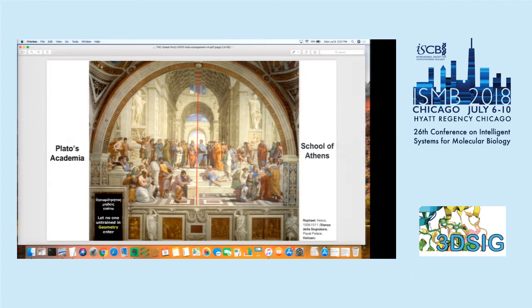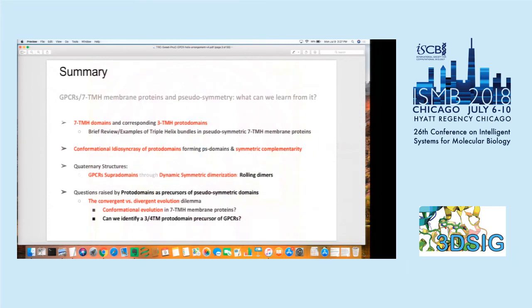So the other thing that was written normally, according to the legend, on the door of the Academia is, "Let no one untrained in geometry enter." So I think this audience knows about geometry, and therefore I'll talk to you now about the analogy to the 7 transmembrane helical proteins, and in particular GPCRs, and what we can learn from them.